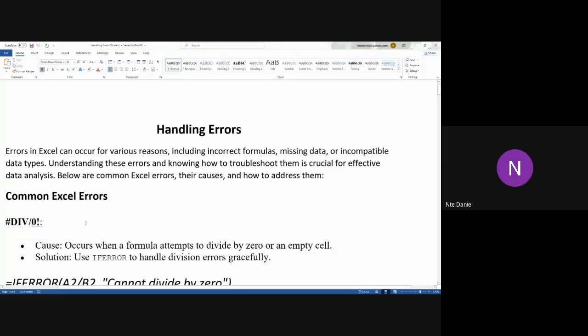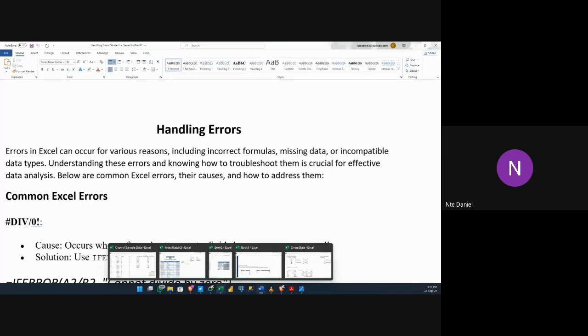So what is the cause of this error? This usually occurs when a formula attempts to divide by 0 or an empty cell. And what is the solution? You use the IFERROR statement to handle division errors gracefully. So let me come back to this.